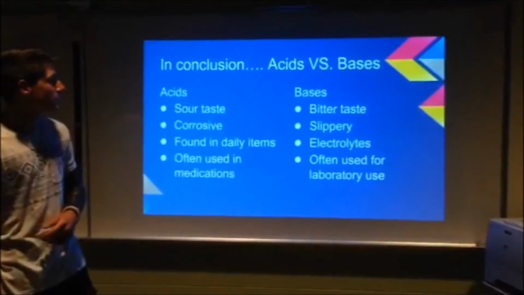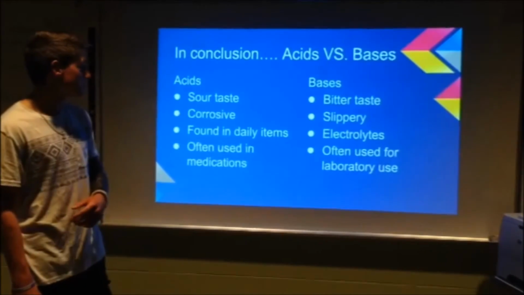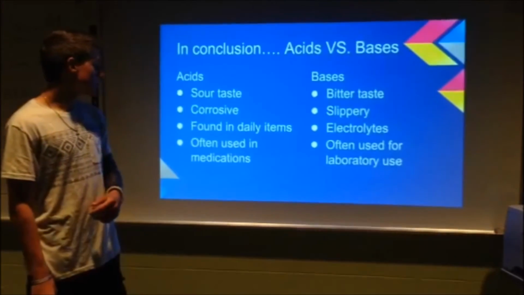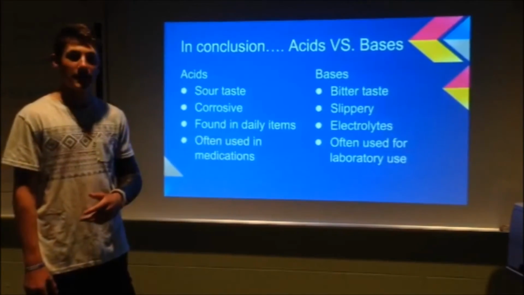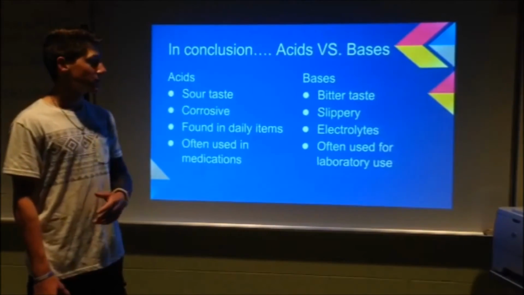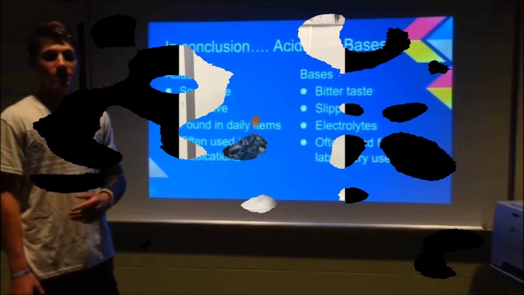So in conclusion, acids have a sour taste. Most of them are corrosive. They're found in daily items like lemons and household cleaners, and they're found in medication. And bases have a bitter taste. They're slippery, they have electrolytes, and they're often used for laboratory use. In the mini activity, you will be determining if common everyday objects are acids or bases by comparing their pH levels to a pH chart we provide. In addition, you will answer questions based on our lesson.